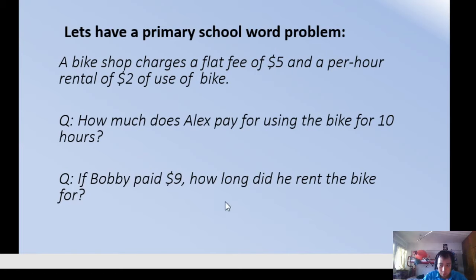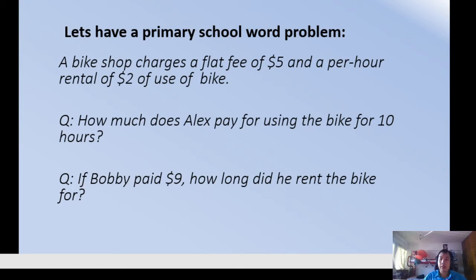The second question is you work backwards. Maybe now you answer the second question. Well done, Faiz. I'm glad to see you here. Serafina as well. So second question. Let's say he paid $9, then how long did he use the bike for? So we work backwards. Let's see if you can answer the second question in chat.